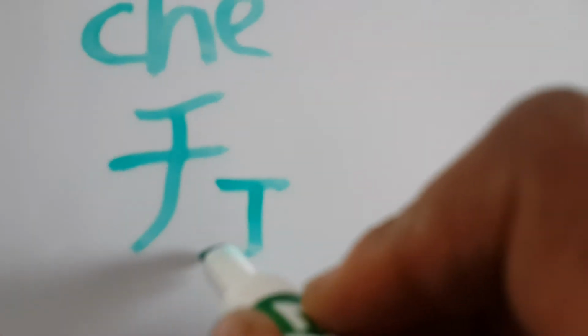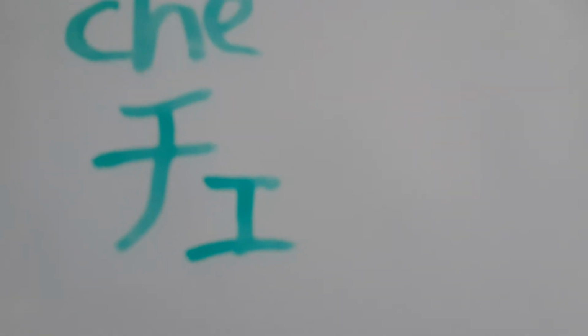Even though technically there's no che sound, for loan words you can create one by taking the letter chi and putting a lowercase e behind it. Here are a few words you can now read.